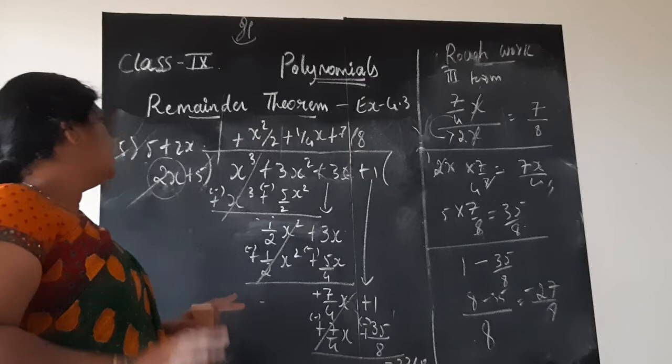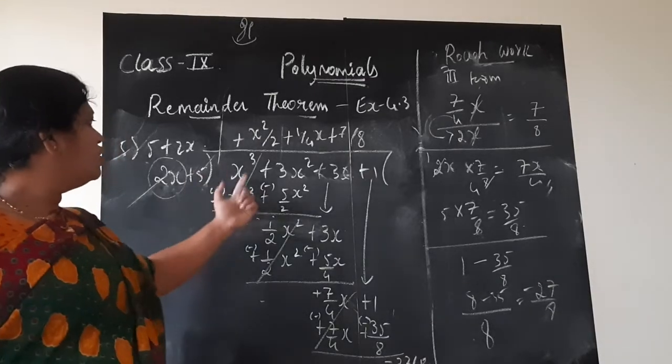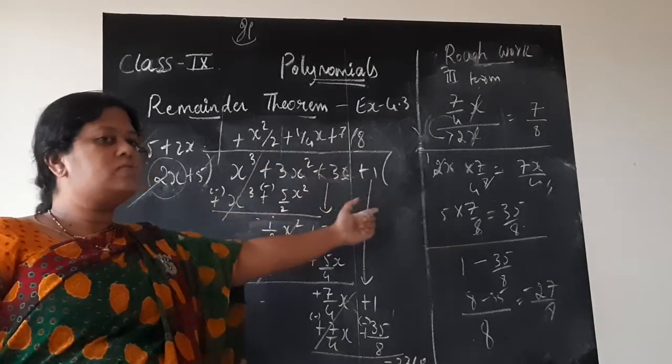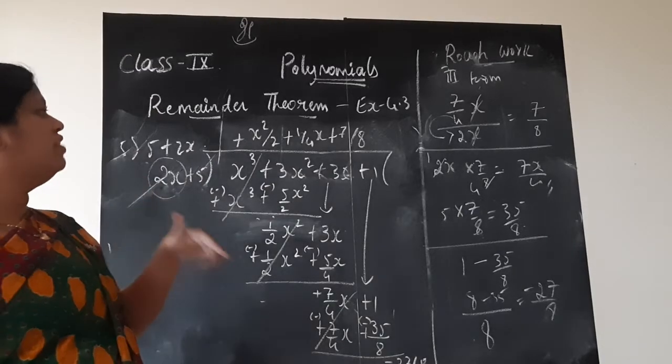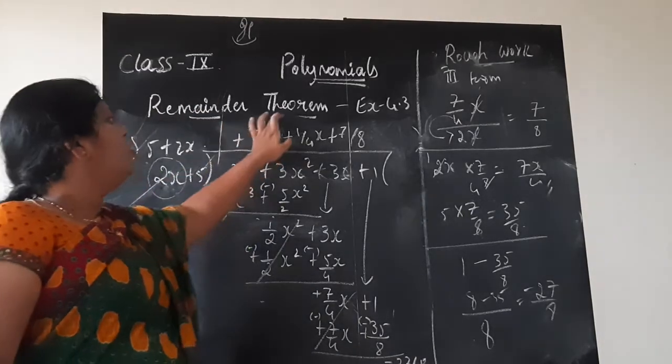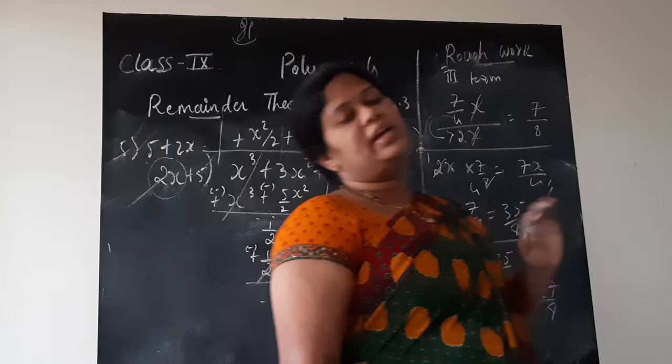So this ends the problem. What is x cube plus 3x square plus 3x plus 1 divided by 2x plus 5? It is x square by 2 plus 1 by 4x plus 7 by 8, like this.